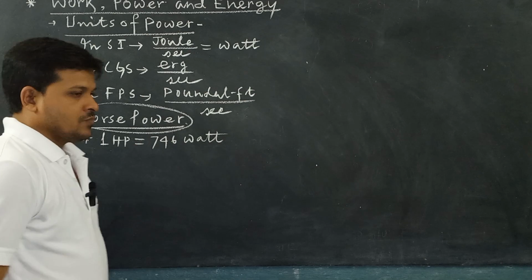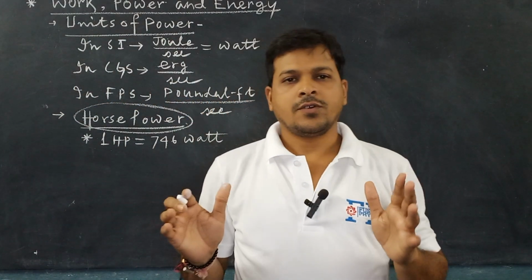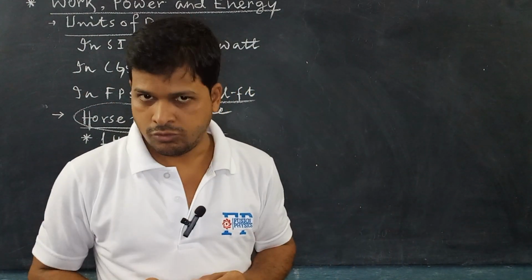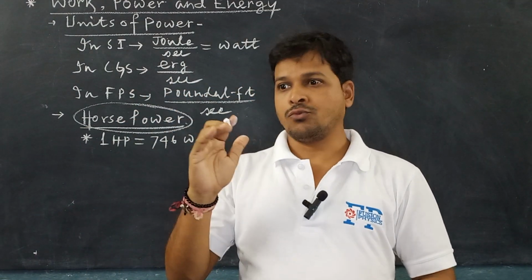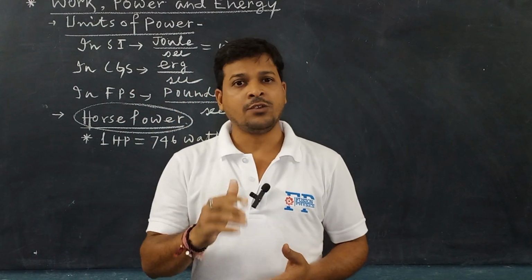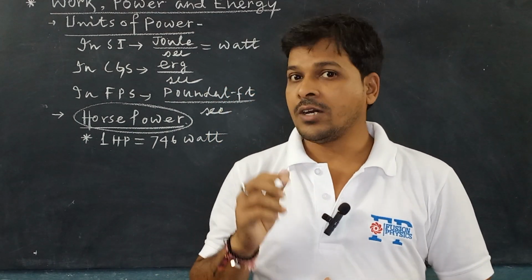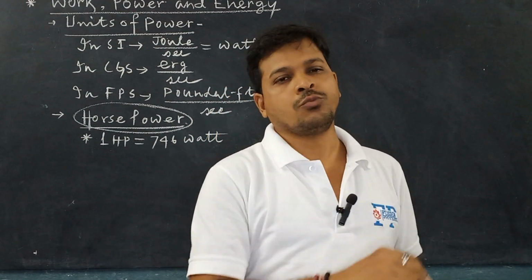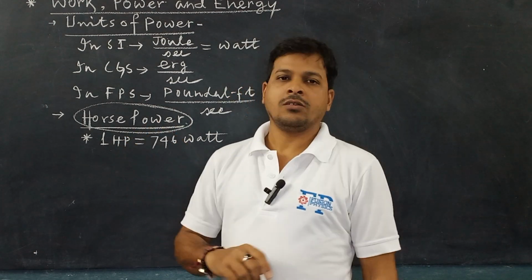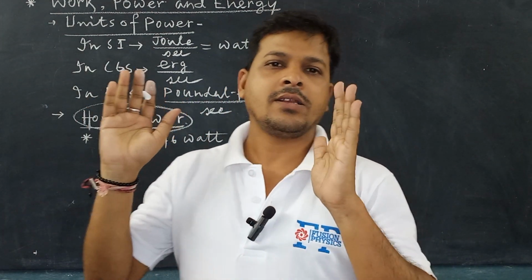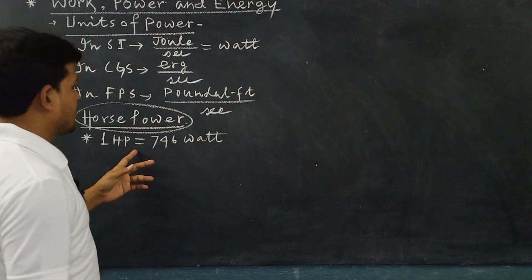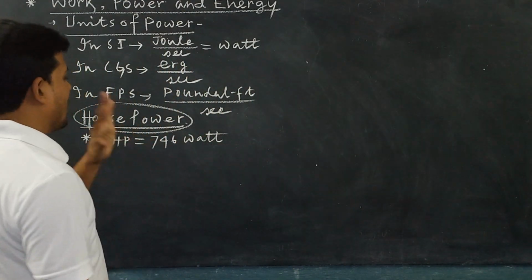We can define 1 horsepower like this: if a body of mass 550 pound is raised through a height of 1 foot against gravity in 1 second, then the power is said to be 1 HP. That means 550 foot poundal per second. This is equal to 746 watt.